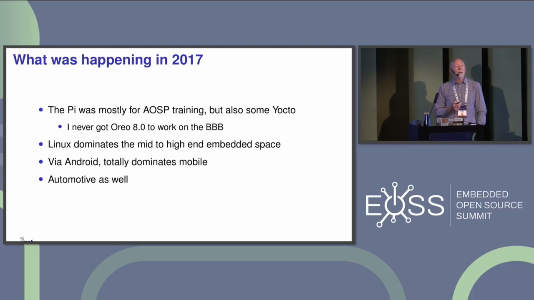But we've got to a point now where Linux is dominant. It is the default operating system for all mid and high-end embedded systems. And because of Android, it totally dominates mobile.